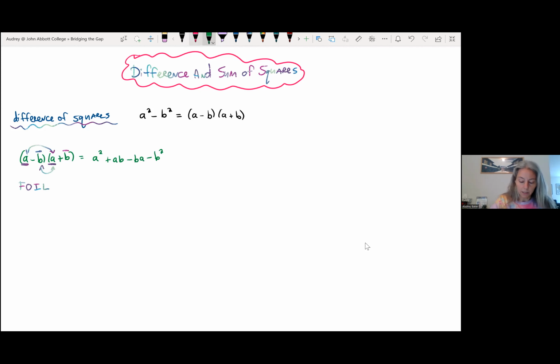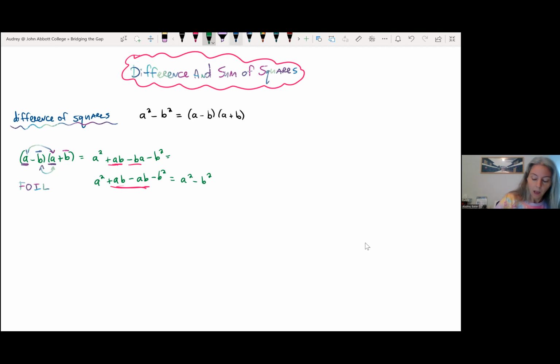And look what happens. This ab minus ba, because the order of multiplication does not matter, is the same thing as ab minus ab. We can see that those middle terms cancel out, leaving us with a squared minus b squared. Now, check the next video for an example of how this works and how we identify our a and b.